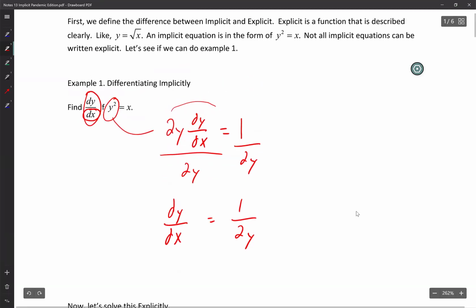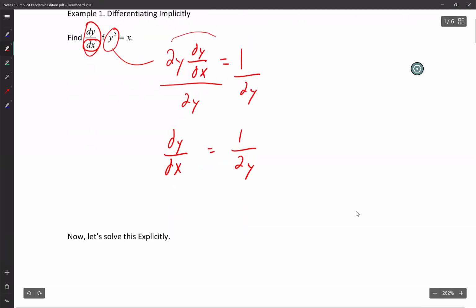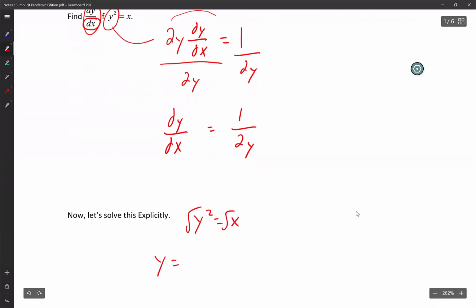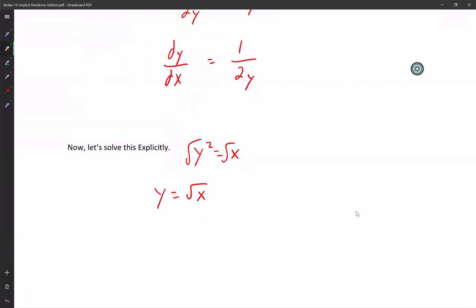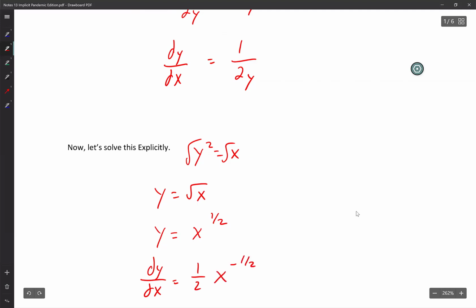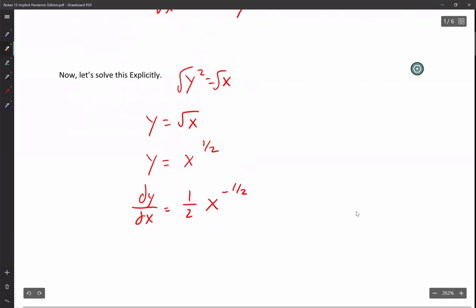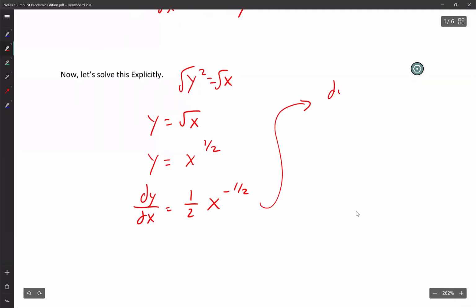All right, now let's solve this explicitly. So that means let's solve it like the way we know. So y squared equals x. I'm not doing anything, I'm just going to write it like this: y equals square root of x. Well, let's see. How would we do it in the past? We would say that's x to the half. I haven't taken the derivative yet. And then I would go dy dx equals 1/2 x to the negative half. Do you guys agree? And then we would say dy dx equals 1 over 2 square root of x.